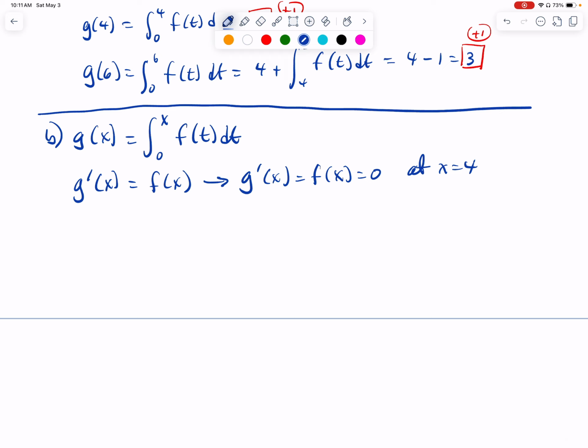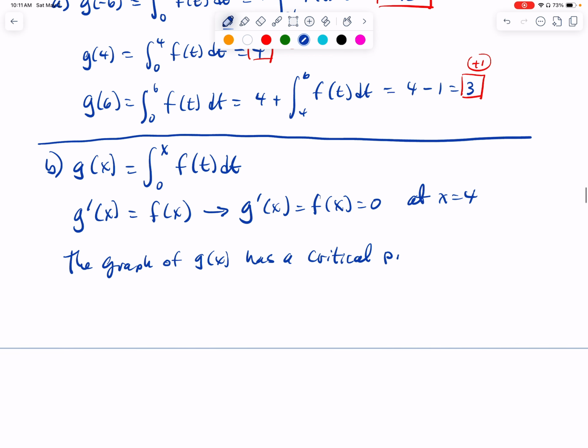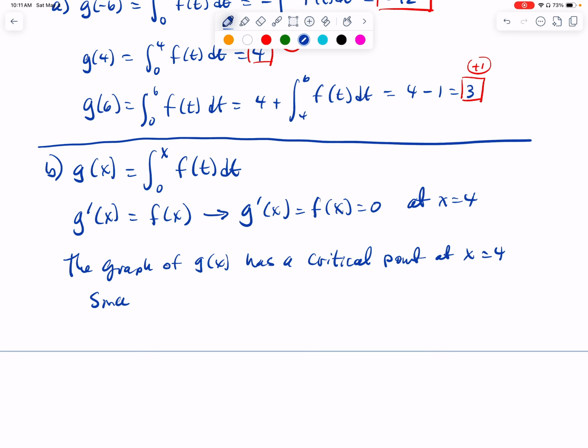So the graph of g of x has a critical point. Does it say point or value? Yes, it says point. The graph of g of x has a critical point at x is equal to 4, since g prime of 4 is equal to f of 4, which is equal to 0. Yep, that should do it.